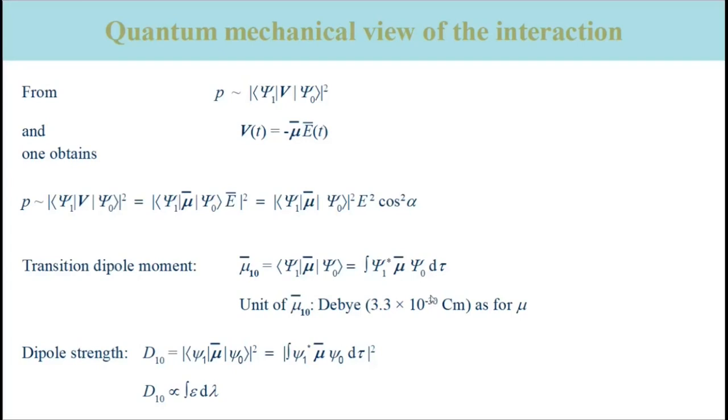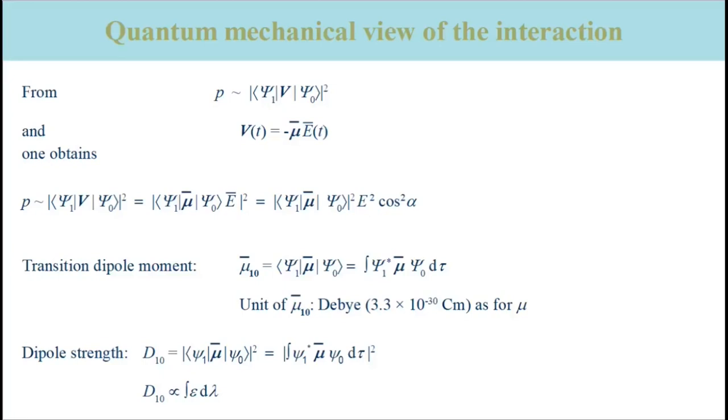The most common unit of the transition dipole moment is debye. It is a unit in the CGS system, and the corresponding unit in the SI system is coulomb times meter. Here's debye, and here's coulomb times meter, and the conversion factor is given here for completeness. The transition dipole moment has the same unit as a classical dipole moment. As the classical dipole moment, it is also a vector.